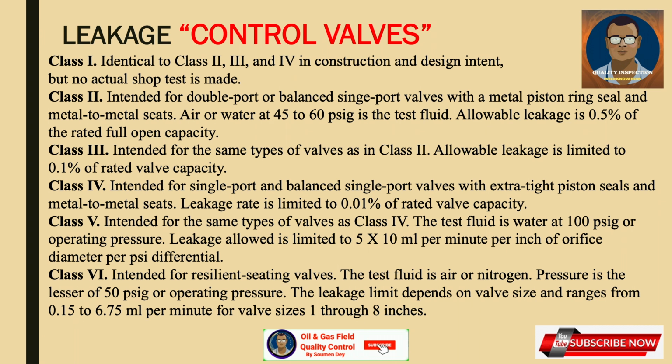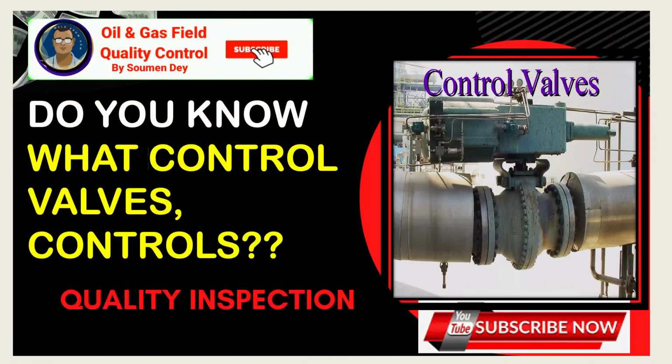Class 6 is the last one, intended for resilient seating valve. The test fluid is air or nitrogen. Pressure is the lesser of 50 psig or operating pressure. The leakage limit depends on valve size and ranges from 0.15 to 6.75 milliliter per minute for valve sizes 1 inch through 8 inches. So guys, this is the end of the control valve overview.